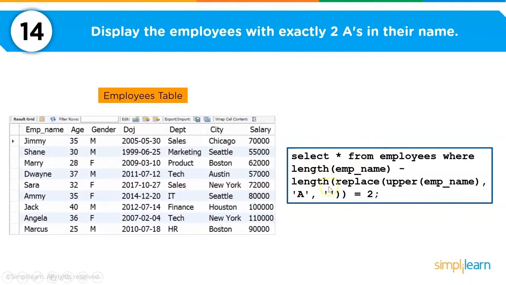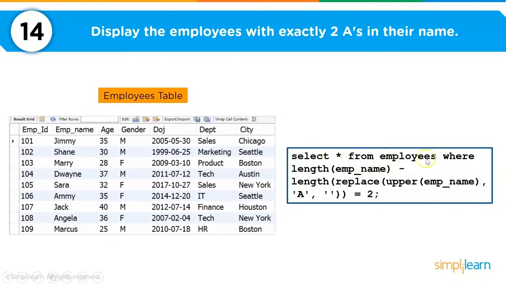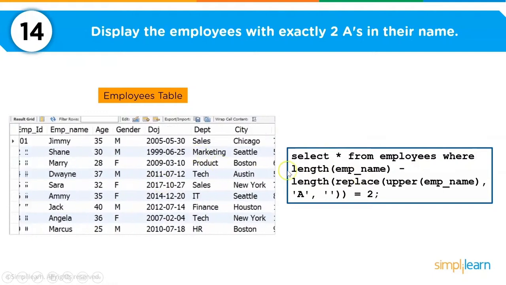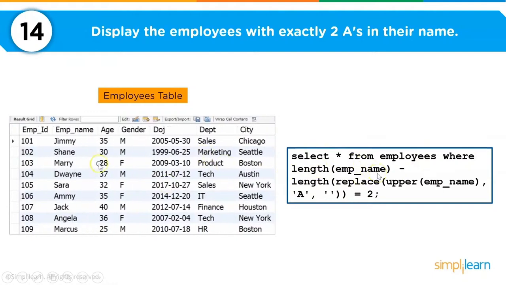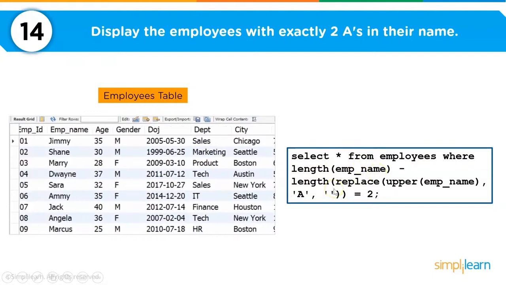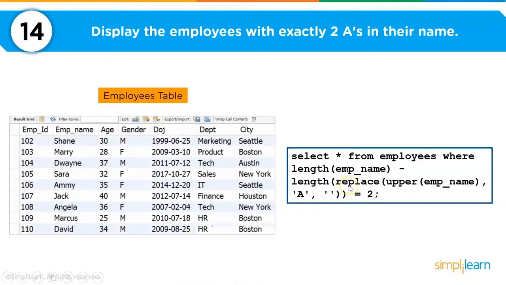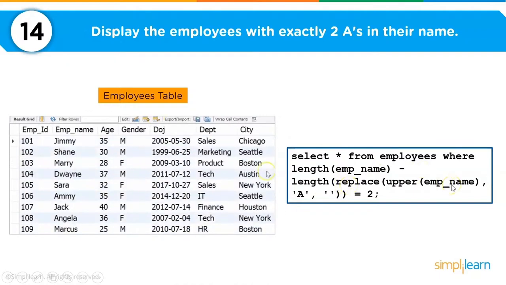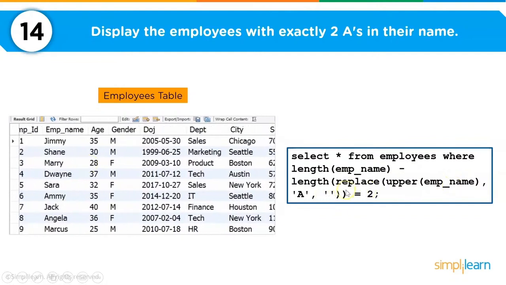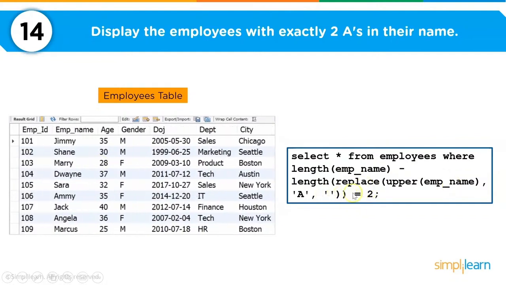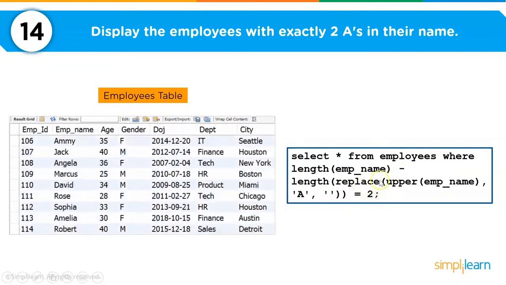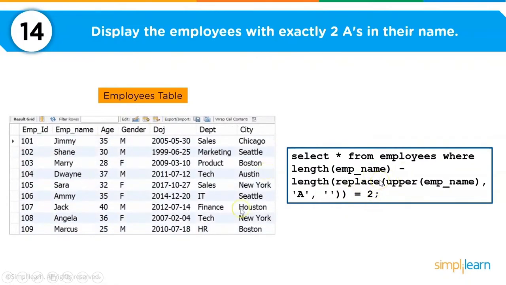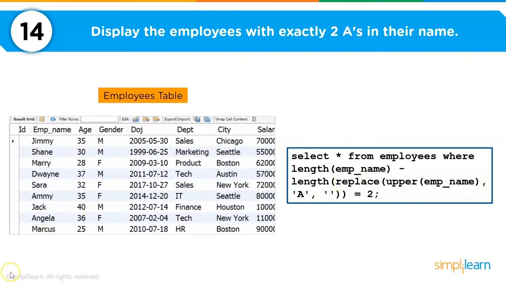So here you can just have a glance. I write select star from employees where I am finding the length of my employee name and then subtracting my length wherein I have replaced my employee name that has A with a blank, and if this subtraction is equal to 2, then that particular employee has 2 A's in their names. So let me show this first.